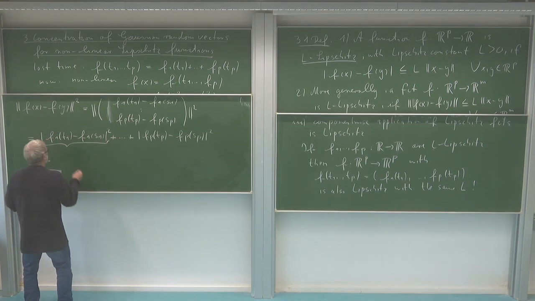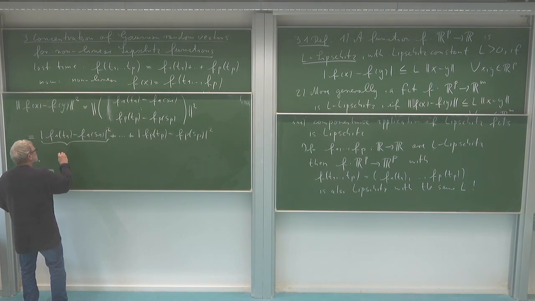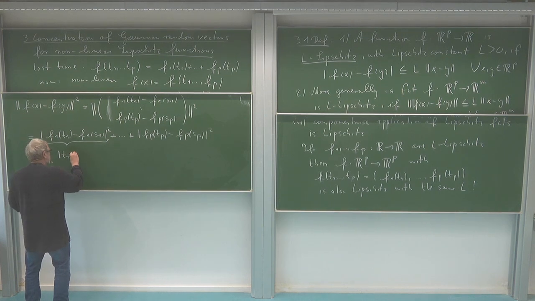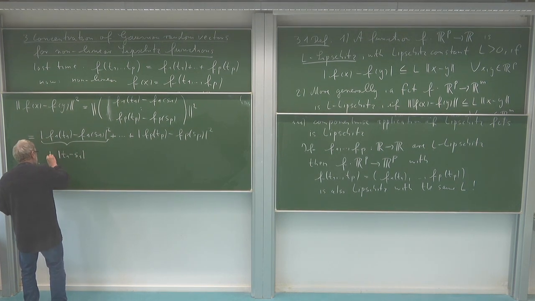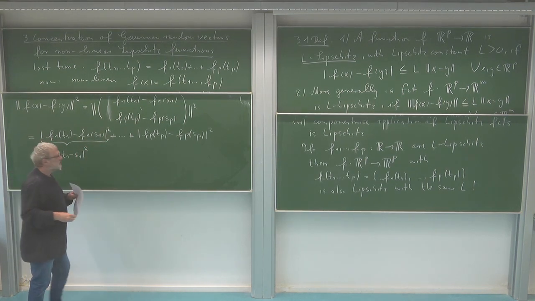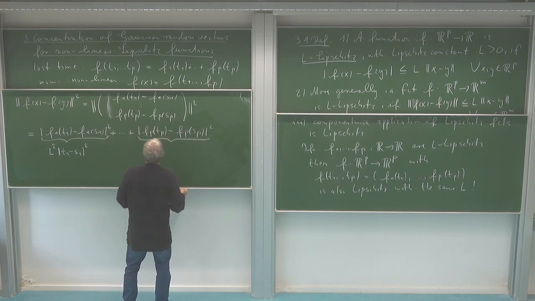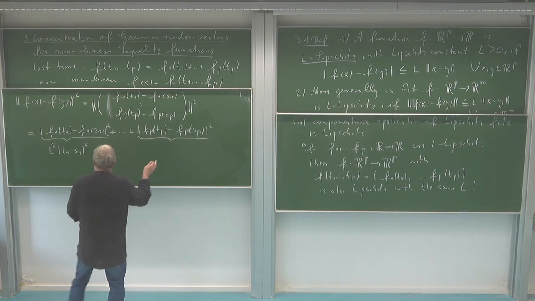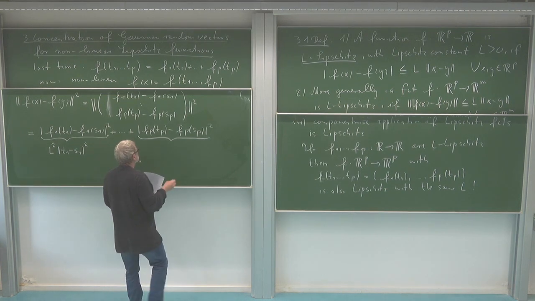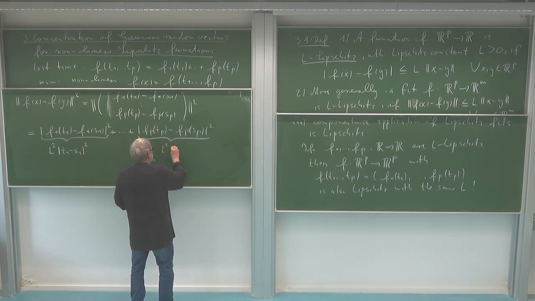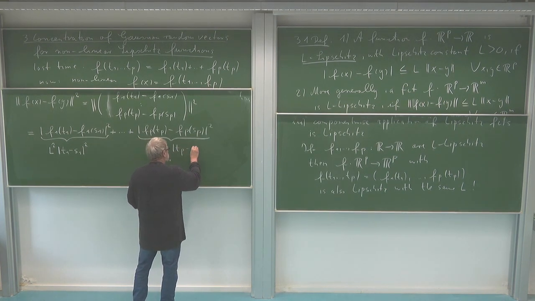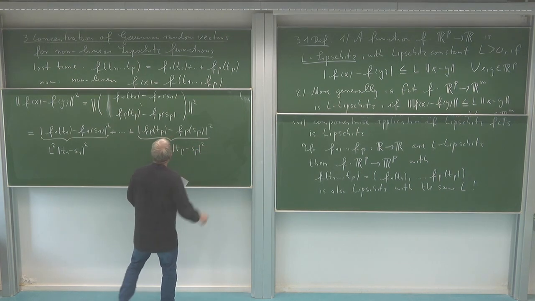So I can estimate this here against the norm. Okay, now I'm back in R, so the norm is just the absolute value, |t1 - s1| times L. And because I have the square here, I have to square everything. And the same here: here I use the Lipschitz condition on the function fp with the same constant L. So I get here L squared |tp - sp| squared.